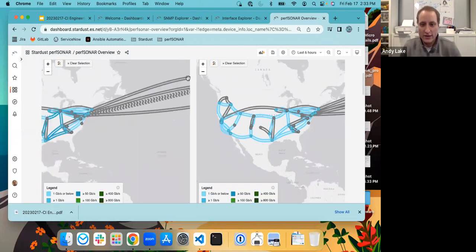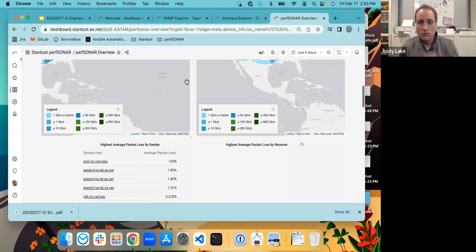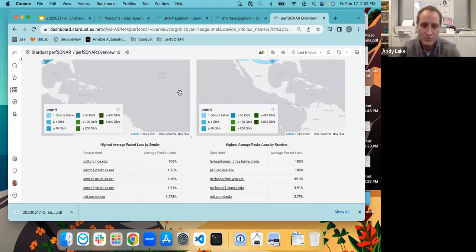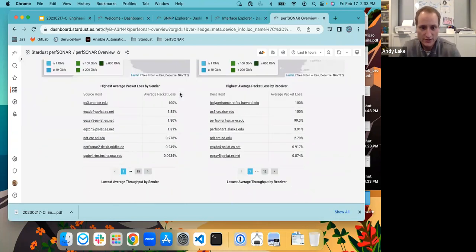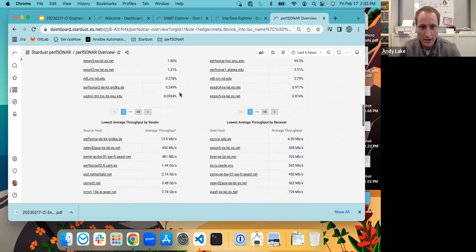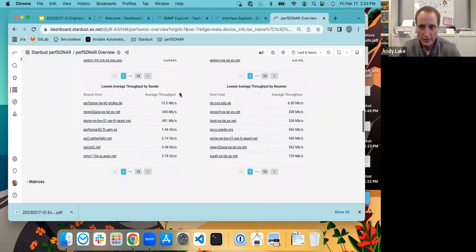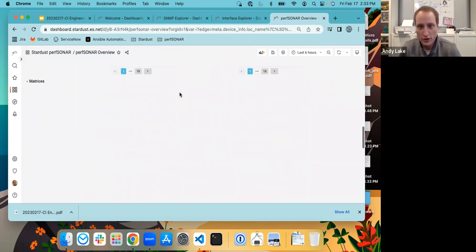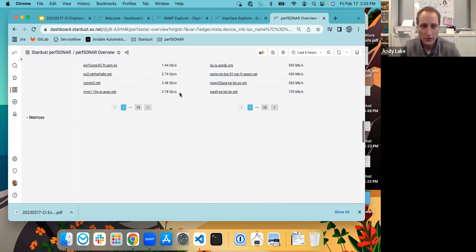Okay, so anyways, that was just showing off the map a little bit and some of the flow data. Let's get into the perfSONAR data itself. So here, we have some highest throughput and packet loss. If we go down here far enough, we'll see some of those matrices I was talking about.